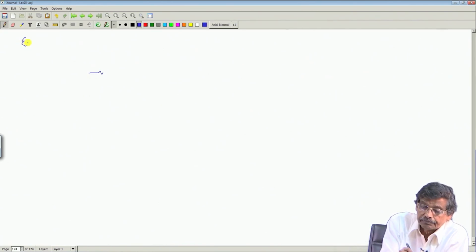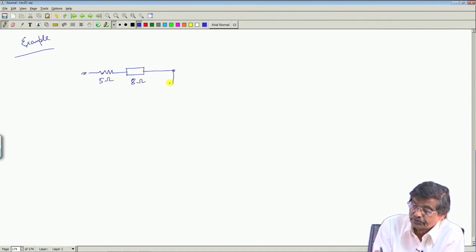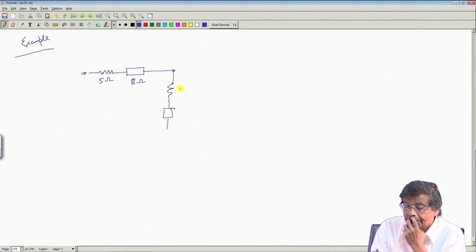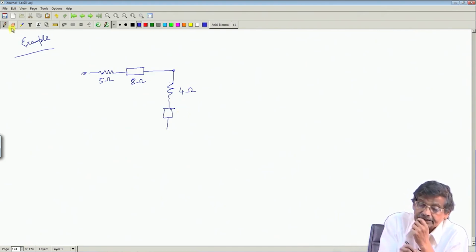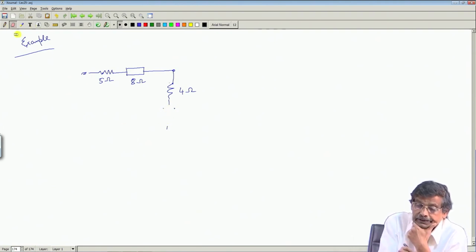An example, suppose you have got a network like this, 5 ohm, this is 8 ohm, no current source there. Here is an element, here is another impedance, say 4 ohm, and this impedance I have shown. It could be any other impedance in the Laplace domain also, it does not matter.